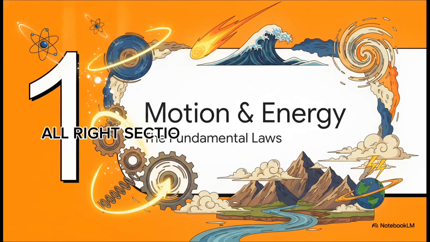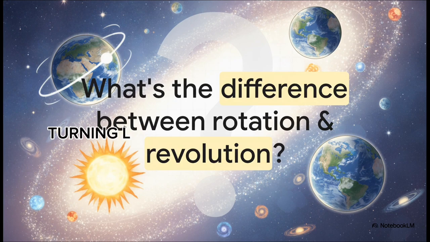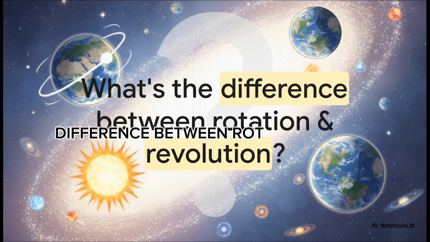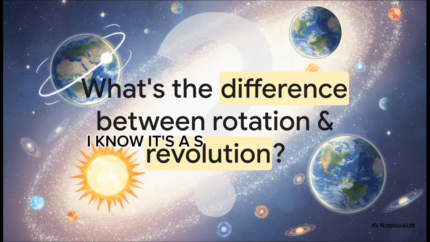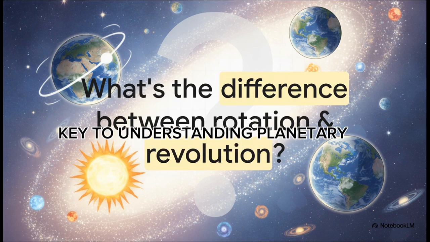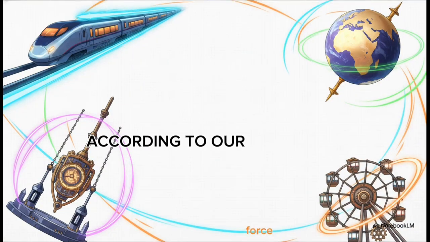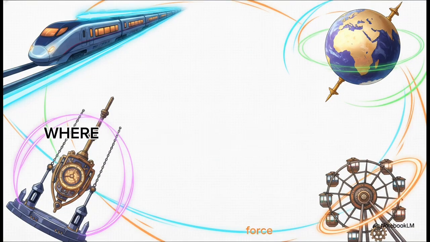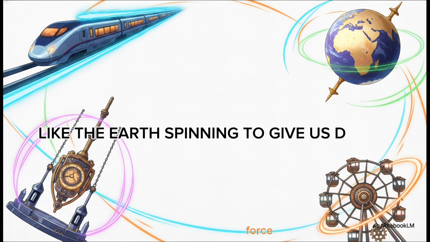All right, section 1. Motion, force, and energy. To get our gears turning, let's kick things off with a quick pop quiz. Do you know the distinct difference between rotation and revolution? I know it's a super common mix-up, but getting this straight is absolutely key to understanding planetary mechanics. According to our sources, rotation is actually a specific form of rotary motion where a body spins right on its own axis. You know, exactly like the Earth spinning to give us day and night.